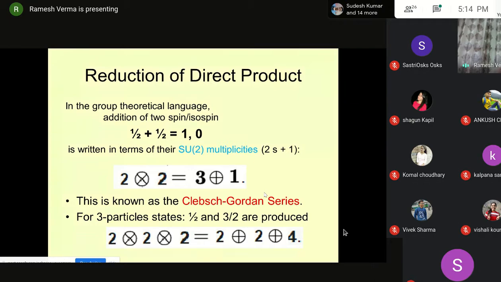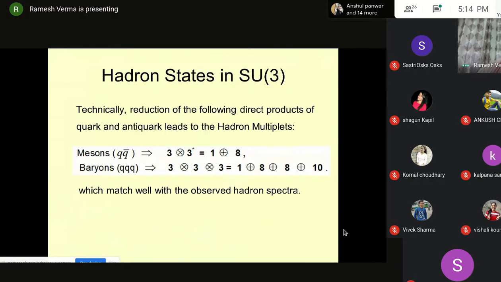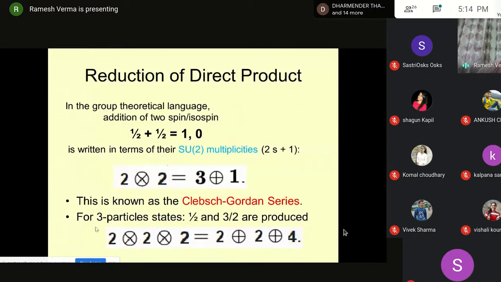Suppose we want to construct three-particle states, particularly suppose I am trying to build up the spin wave function of baryons. Then we know there are three quarks, each carries spin half. So 2 into 2 into 2, 8 possibilities, will be broken into 2, 2 and 4. This 4 is for the spin 3 by 2 states, and these are for the spin half states. In this way, we have to understand this language of reduction of direct product.